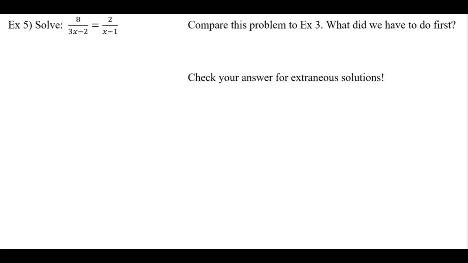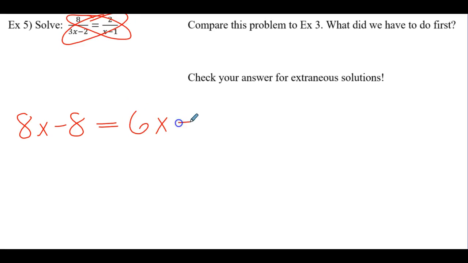Okay, number 5. Are the bottoms exactly the same? No, so I would cross multiply. So this is pretty easy. 8 times x minus 1. What is that going to be? 8x minus 8. Good. You have to distribute that 8. Equal sign in the middle. And then what is 2 times 3x minus 2? 6x minus 4.